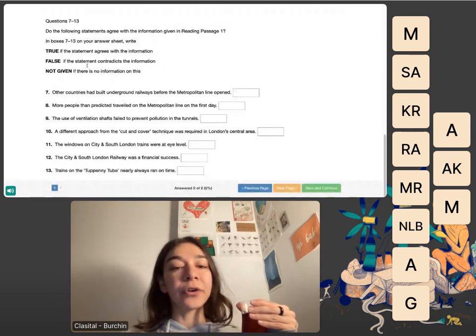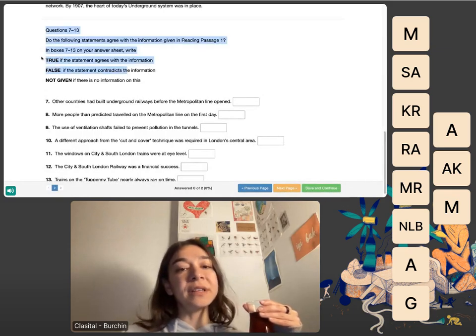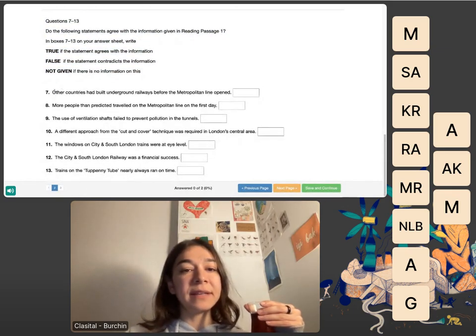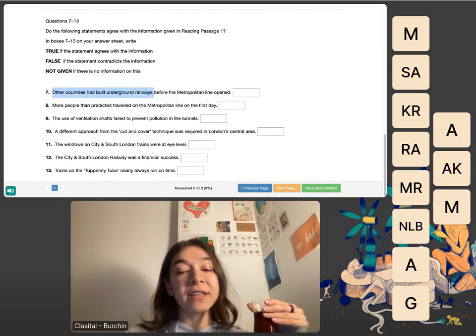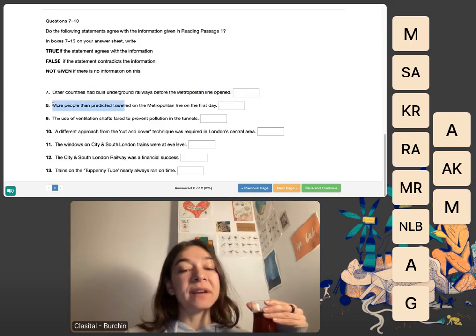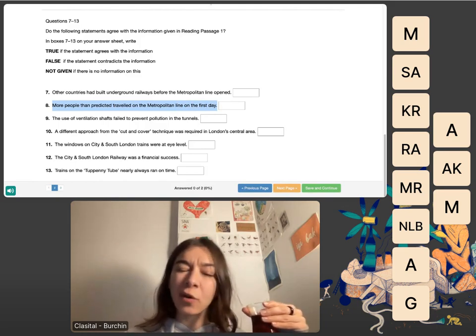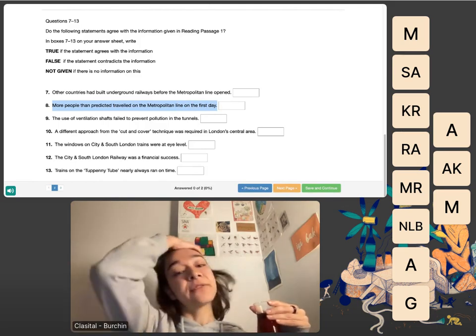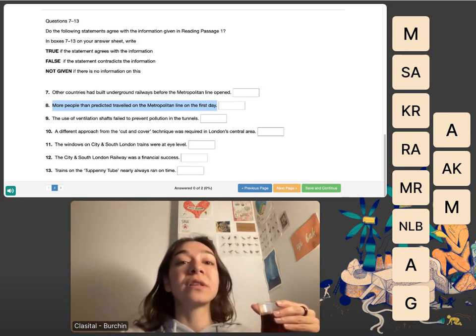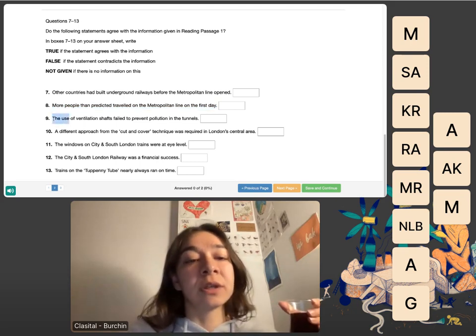Good. Okay, of course, we are going to read the questions first. It is a true, false, not given question type. It says other countries had built underground railways before the Metropolitan Line opened. More people than predicted traveled on the Metropolitan Line on the first day. Let's adopt a different approach this time. We are looking for these two. Can it be not given? Maybe.